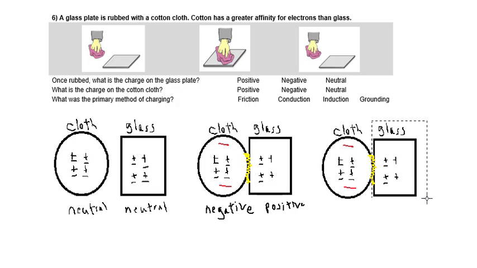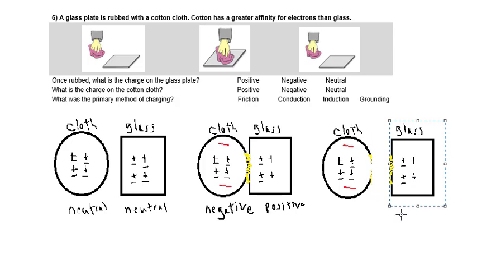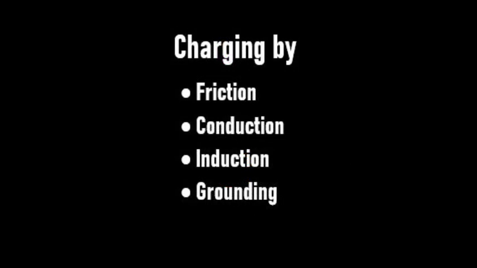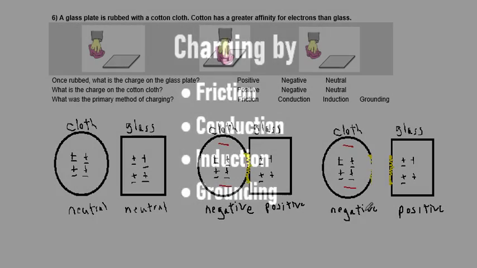At this point, the two materials are separated, and notice the charge goes with them. So let's count the charges. This one has 6 negatives and 4 positives, so it is net negative. And this one has 4 positives and 2 negatives, so it is net positive. And of the 4 ways that electrons can be transferred, friction, conduction, induction, or grounding, this obviously was friction.